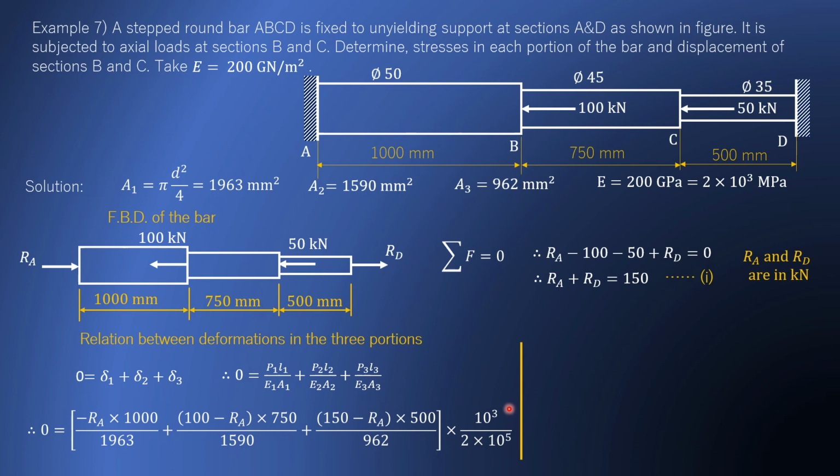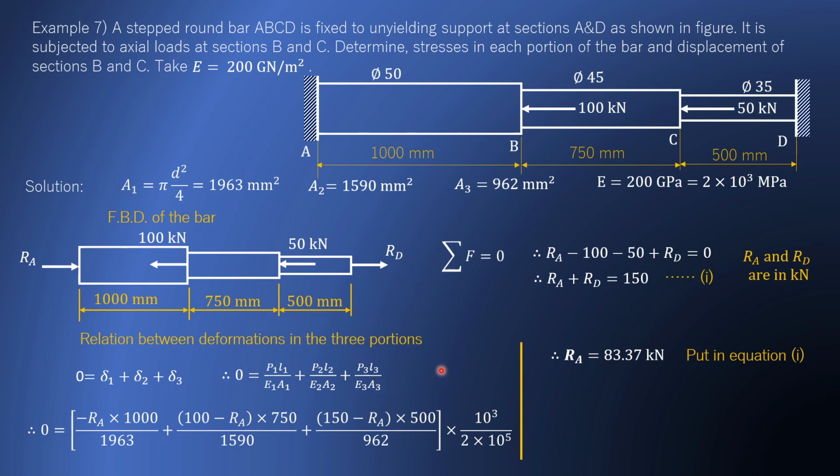Remember, you will have to take care of units. Many students make mistakes in calculations, and those mistakes are because of carelessness in units. Okay, now do the calculations. This is how we have found RA. RA is 83.37 kilonewton. Positive answer means the direction shown in the diagram is correct, so this force is rightwards.